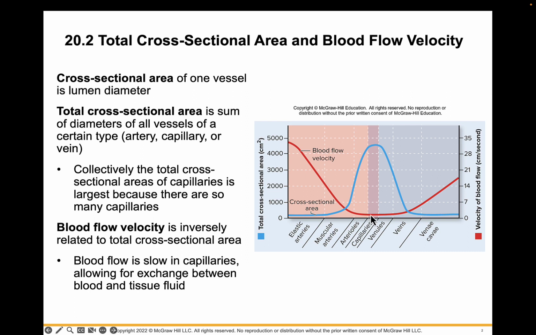And then as we leave the capillaries and make our way back to the venous side, we start to see a bit of an increase in velocity, but notice not nearly as great as what we saw on the arterial side. Another thing to keep in mind is that flow through capillaries and veins is continuous, unlike what we see in the arteries, which is pulsatile. So that's a really important difference between the two.